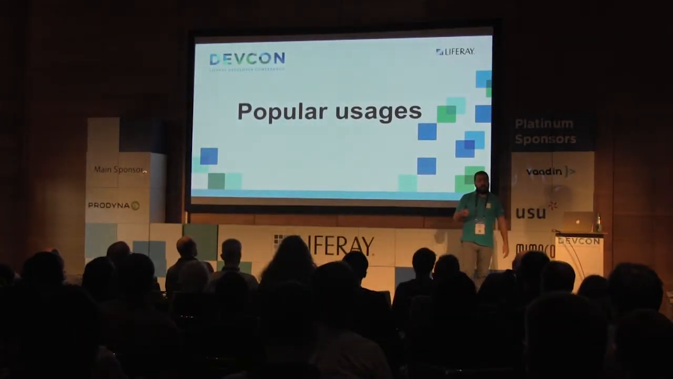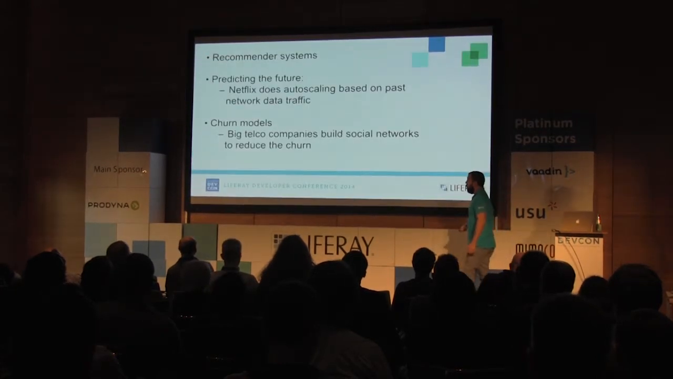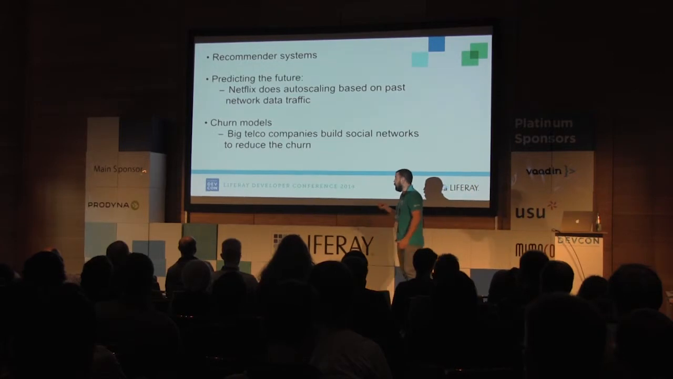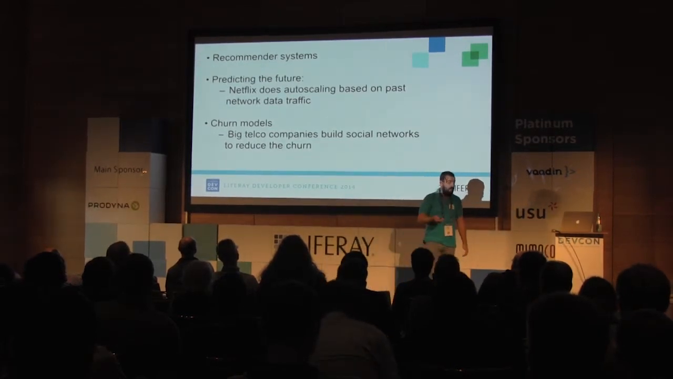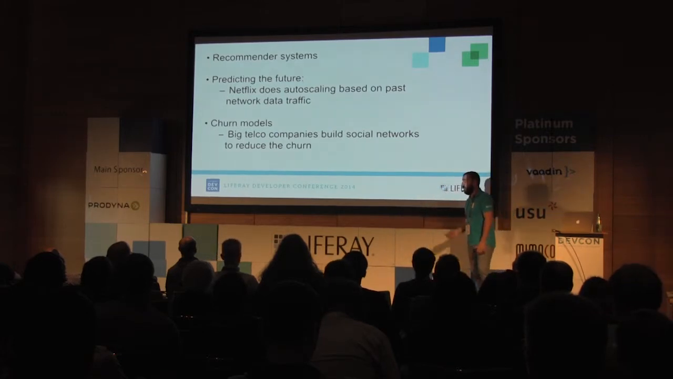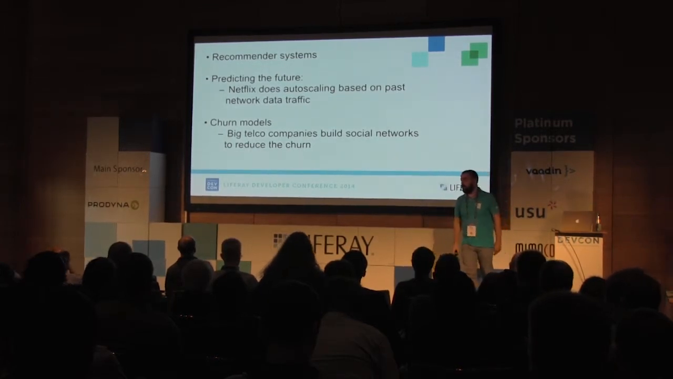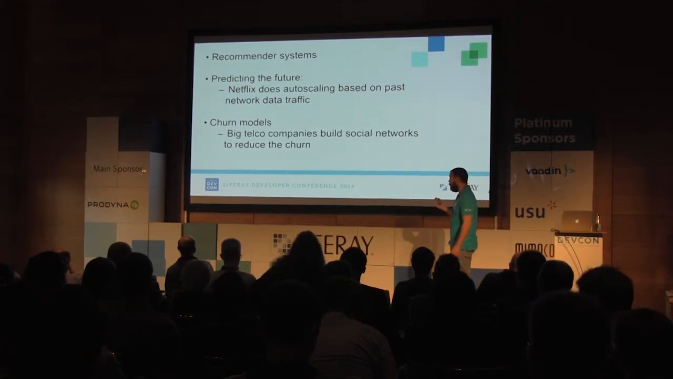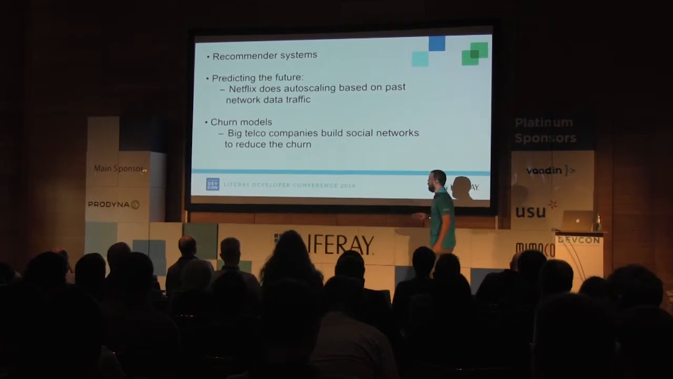There are really popular usages in the real world, and I want to show you some examples. Maybe the most popular application of big data right now is recommender systems. I guess all of you know the Amazon recommender system, where you buy a book, and at the bottom of the page you get recommendations of new books to buy based on your previous purchases. As all of you already know, it doesn't work really well.